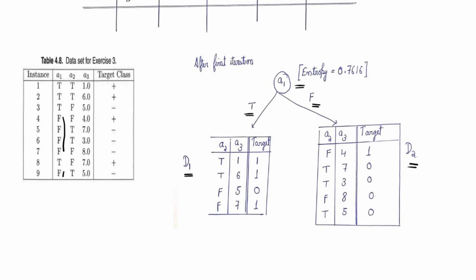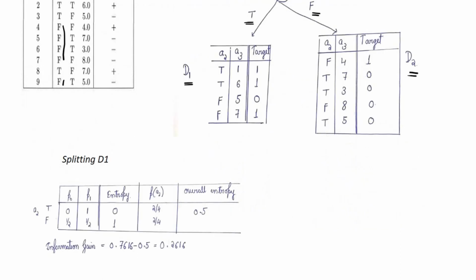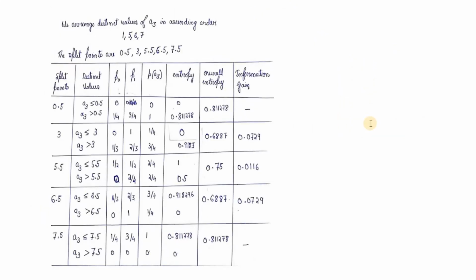So as we proceed further, the information gain corresponding to A2 will look something like this. The information gain comes out to be 0.26 over here. And this is the information gain corresponding to attribute A2. We will calculate the similar information gain corresponding to attribute A3 as well, and since this is numerical in nature, we will proceed in the same way as we did before for the calculation. So there were four distinct values in A3, 1, 5, 6 and 7. We consequently get the split points 0.5, 3, 5.5, 6.5 and 7.5.